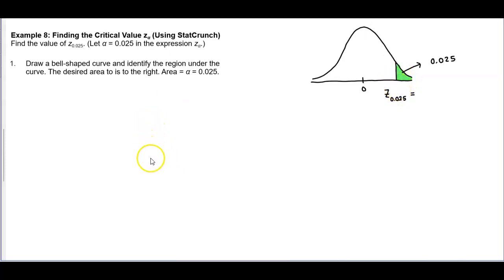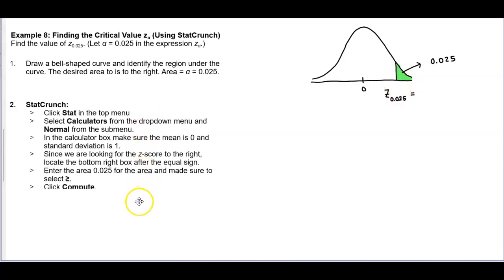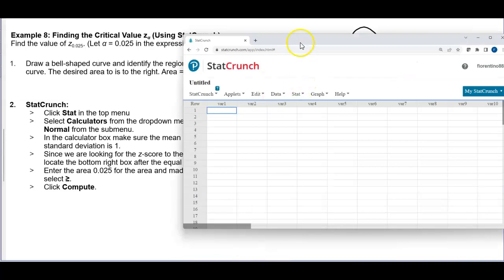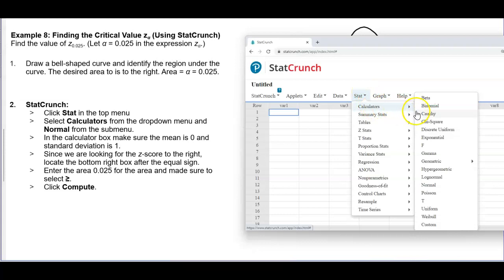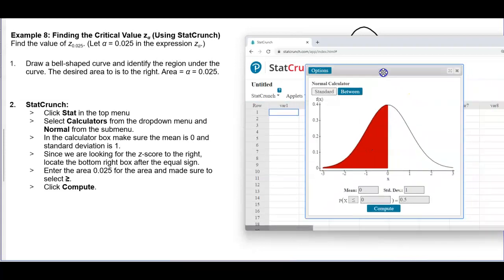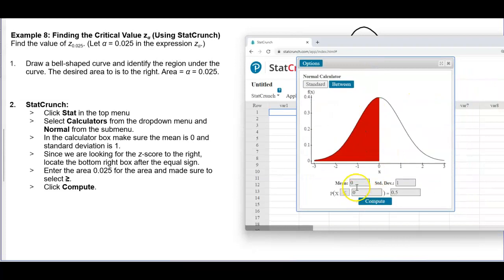So we're going to open up StatCrunch and then we're going to follow the instructions. We're going to click Stat in the top menu. So we're going to click Stat and then select Calculators and then scroll all the way down to where it says Normal. Okay, and then in the calculator box, we want to make sure that the mean is 0 and the standard deviation is 1. Now, since we are looking for the z-score to the right, we want to locate the bottom right box after the equal sign.